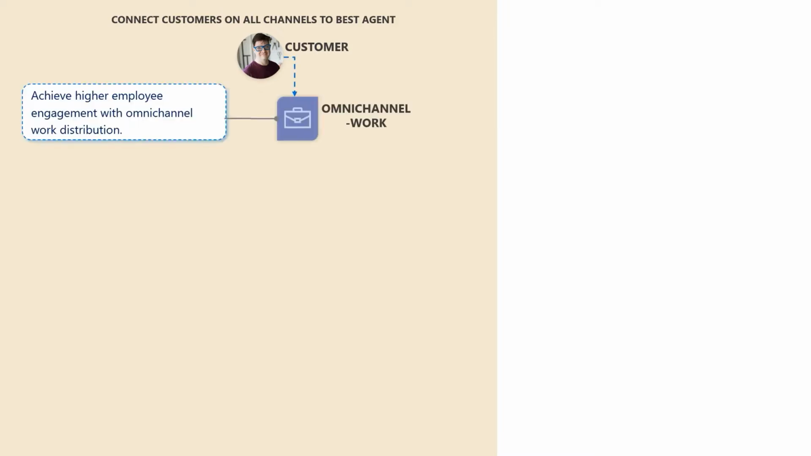Let us have a closer look at the unified routing processes and value proposition. It's the same previous slide, but with a different perspective. As you have seen, unified routing constitutes different stages. Each of these stages is designed to deliver a certain value to the organization. Let us start with the customer who is looking for an omnichannel engagement. Here, the incoming work can come on any of the channels, which helps the organization achieve higher employee engagement with omnichannel work distribution.